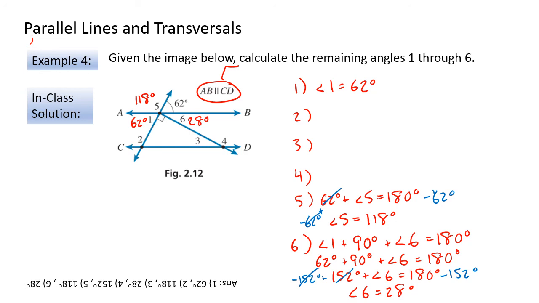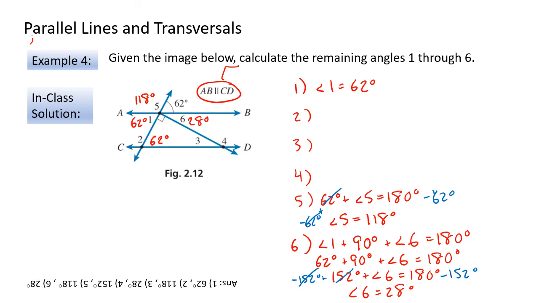Okay? The next item I'm going to note, okay, again, remember, I'm looking at alternate interior angles. Remember the Z pattern I talked about. So if I do that, okay, this angle and this angle have to be the same. So what that means is that this angle here is also 62 degrees. Okay, so I can then solve for angle number 2.